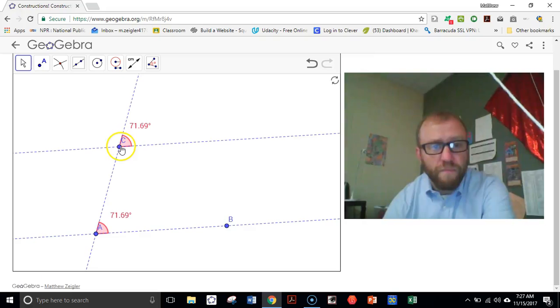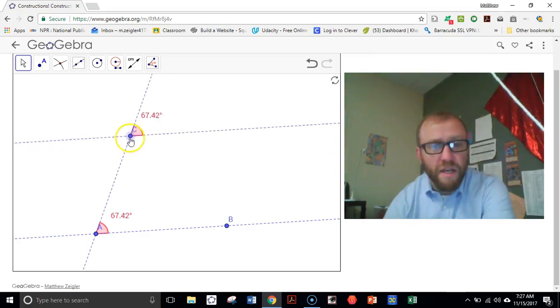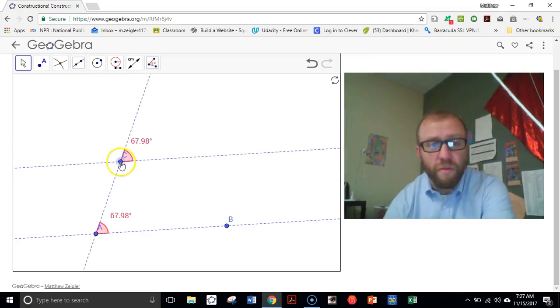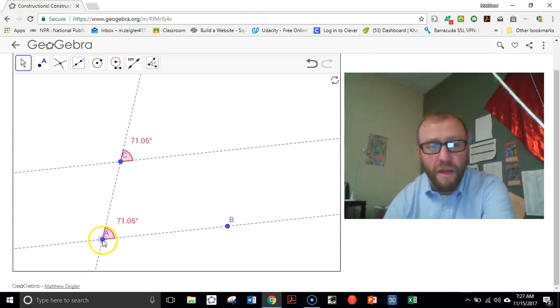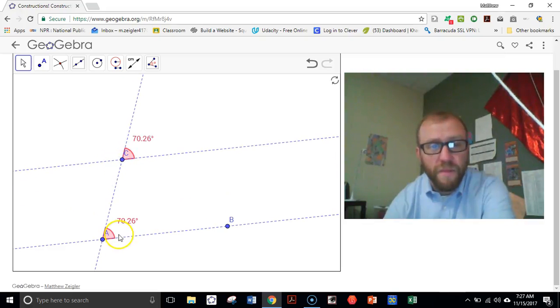So now, if I move C in and out, the line stays parallel, like I said it would. I can move B, or I can move A, and the lines stay parallel. This line follows, it tracks with it. And we're done. Good luck with that.